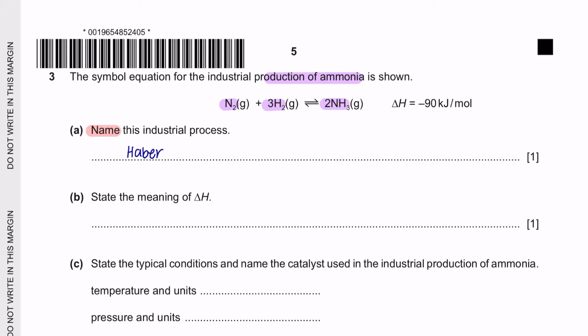Next, question part B. State the meaning of the change of H. This means the enthalpy change of the reaction. And if you see a negative value, it means that the process is exothermic.